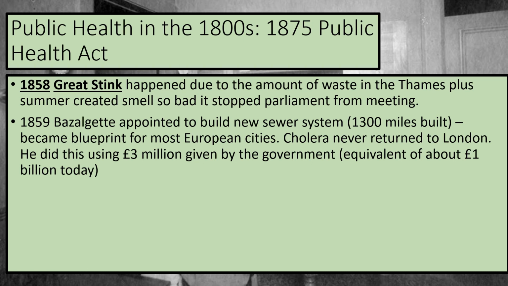So this starts to show us the changing attitudes of the government, the fact that they are now doing something about this cholera epidemic by actually improving the sewer system. So far we've looked at two things that led to the 1875 Second Public Health Act. We've talked about the work of John Snow, and we've also now talked about the Great Stink and the work of Basil Gett.